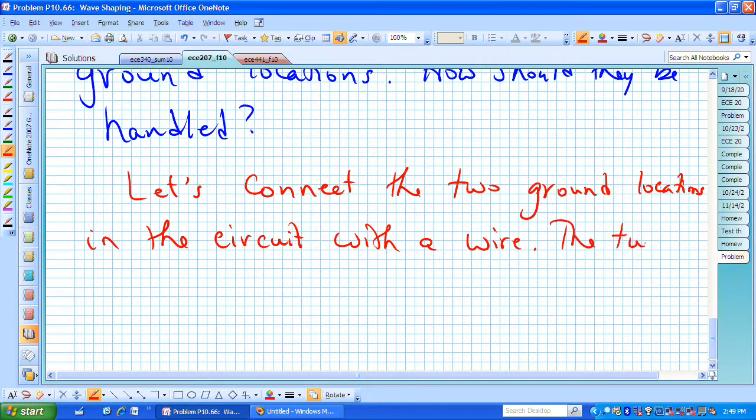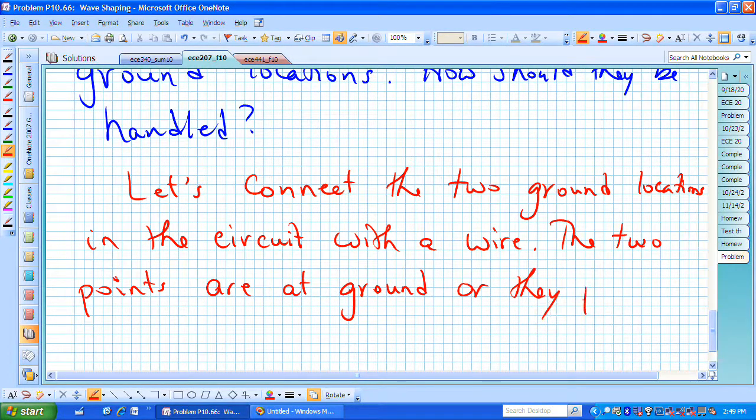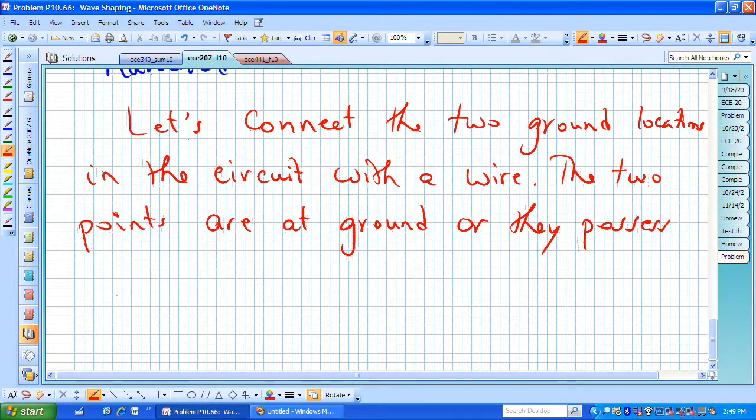And now it's obvious, I hope, that the 2 points are at ground, which is the same potential, or they possess the same potential or voltage.